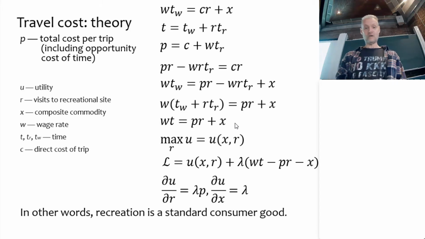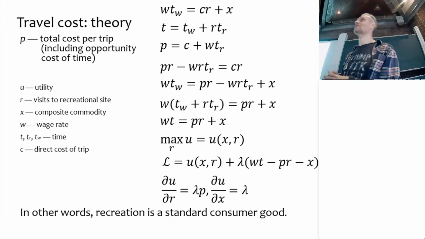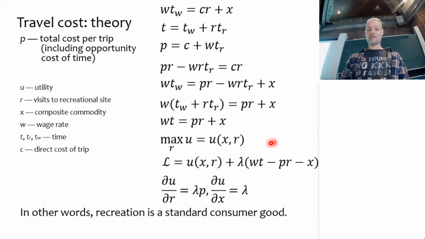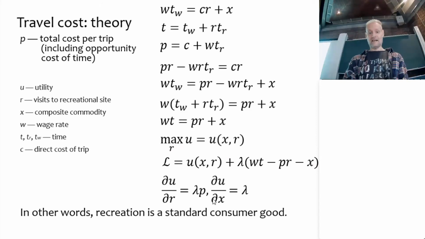And what we have done now is combine the two constraints, the time constraint and the budget constraint, into a single constraint. And now we know how to solve this. We want to maximize this by choosing R, and this is our budget constraint that now combines time and money, and simply derive the first order conditions.